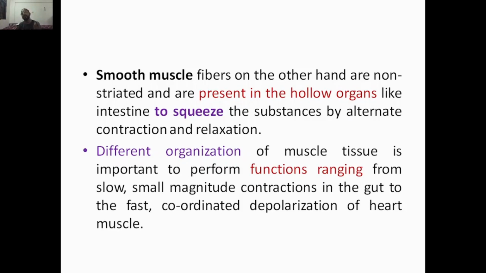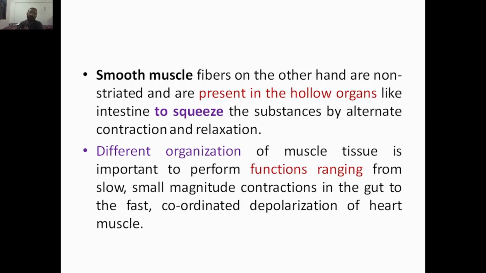They are involved in squeezing substances by alternate contraction and relaxation, right? Squeezing is nothing but, for example, in the intestine, whatever food we eat, the nutrients in the food should be absorbed and given to the body, right? The energy should be given to the body. That is what it is doing. That's where we can see these kinds of smooth muscles. There are many different areas of the body where we will see all these tissue types. Some of the examples I'm giving here.